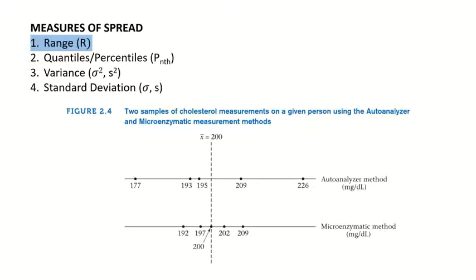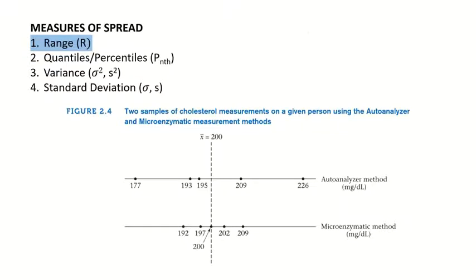It is obvious from the illustration that the values that the auto-analyzer method gave are more spread apart than those of the microenzymatic method. In other words, it has a greater range. The range is the distance between the largest and the smallest values of a data set. Although the sample mean in both cholesterol measurement methods are the same, 200 milligrams per deciliter, we may conclude that the auto-analyzer method is less precise than the microenzymatic method.